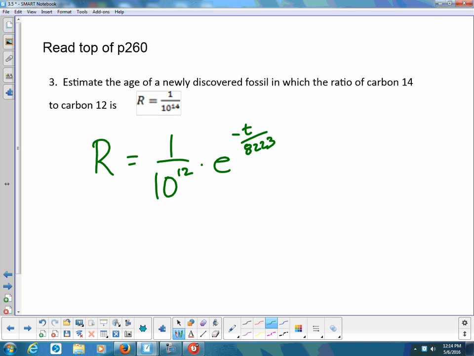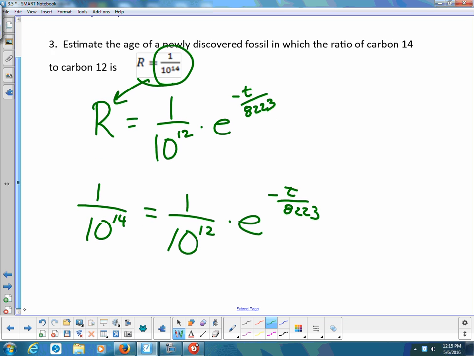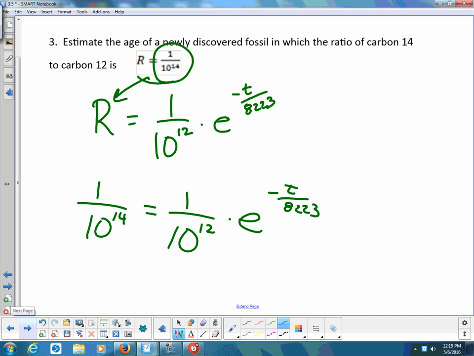And, okay, so what should we do? All right, substitute, yeah, we're going to plug this in right here for the R. So we're going to have 1 over 10 to the 14th equals 1 over 10 to the 12th times e to the negative t over 8,223. Then what? Multiply by 10 to the 12 on both sides. Okay, you could also rewrite these as negative exponents.